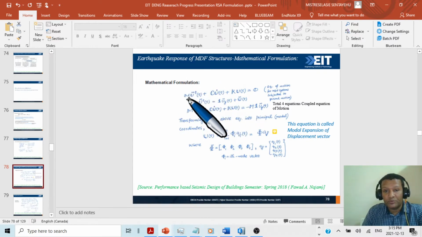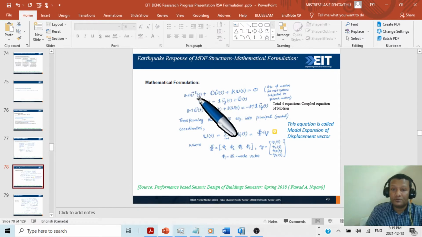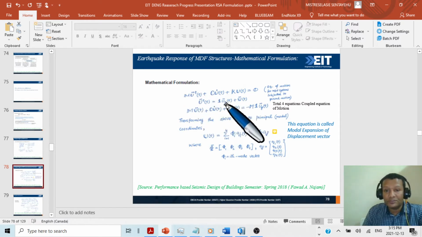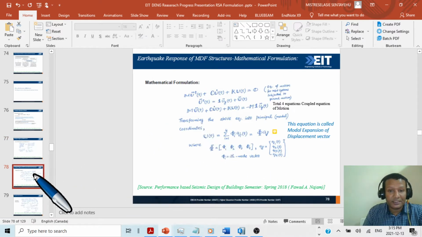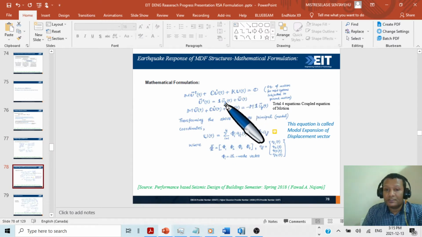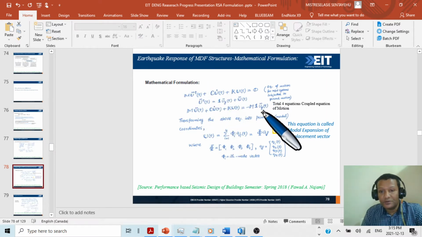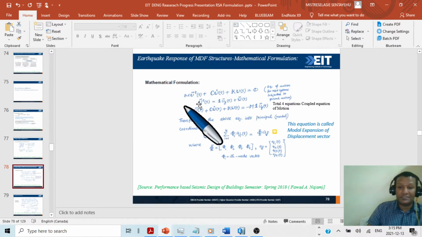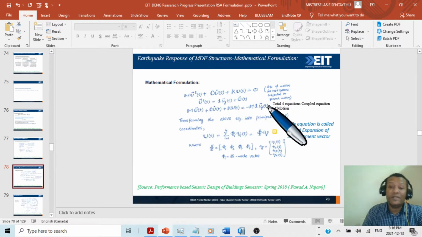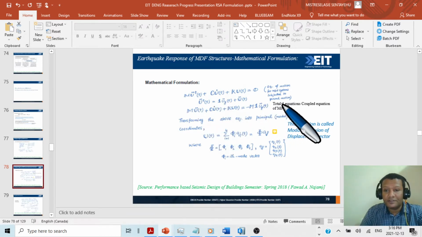This is the mathematical formulation. As you can see, u double dot total we are going to replace with ug double dot plus u double dot t, replacing this u total part. Then we can take the ug part to the other side of the equation. So this is a coupled equation of motion, a coupled equation of motion we have. So we cannot solve it directly. If we want to solve it at this stage, we have to use the direct integration method.